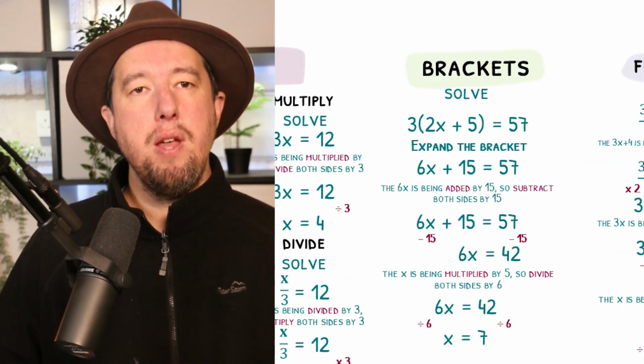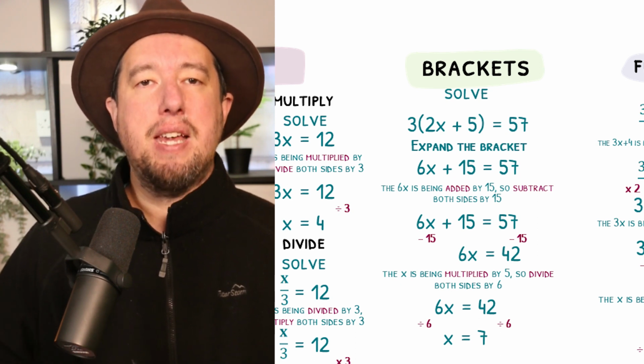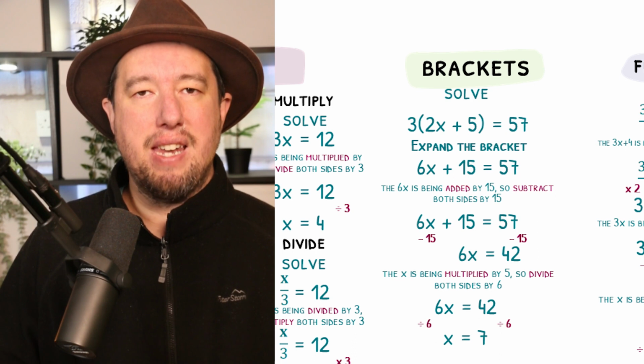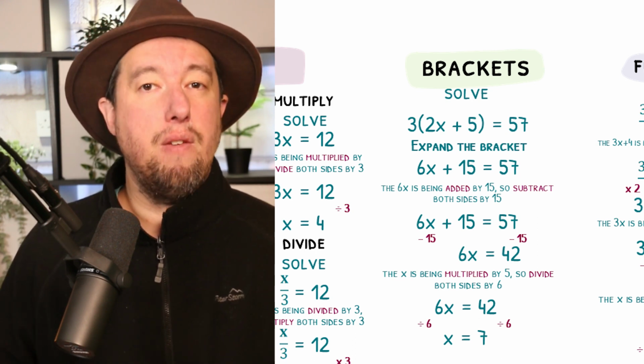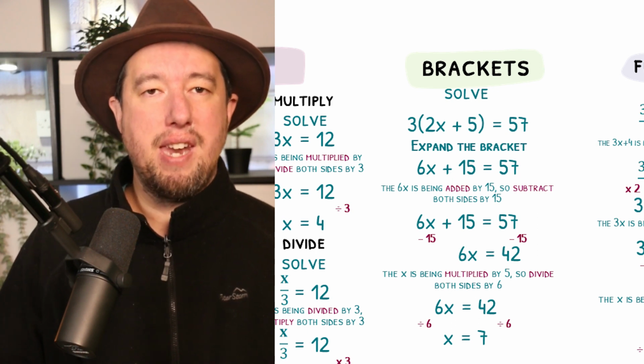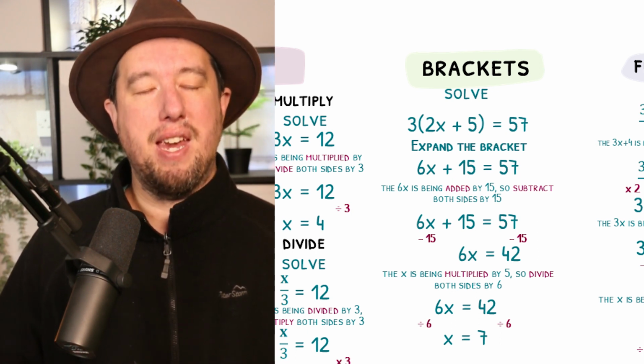When you have brackets, always get rid of them first. To solve 3 brackets x plus 5 close brackets equals 57, expanding the brackets gives us 6x plus 15 equals 57. We can then subtract the 15 both sides, giving us 6x equals 42. Finally, we can divide 6 both sides, giving us x equals 7.